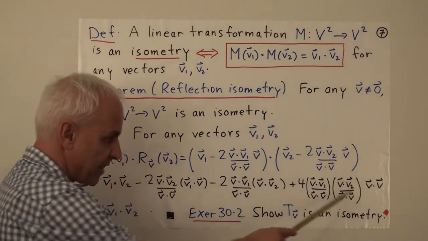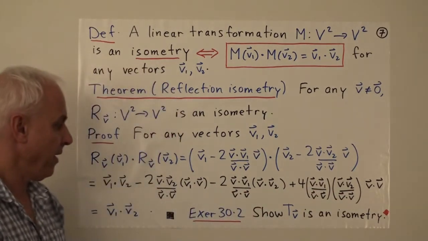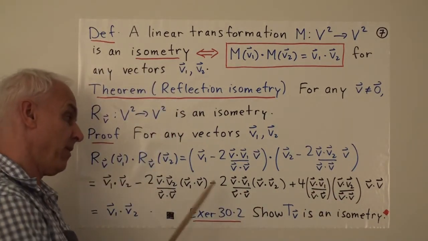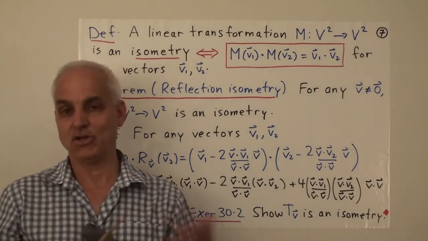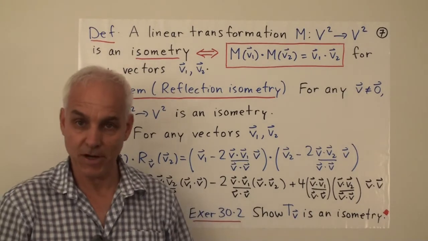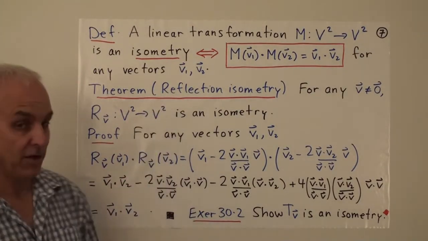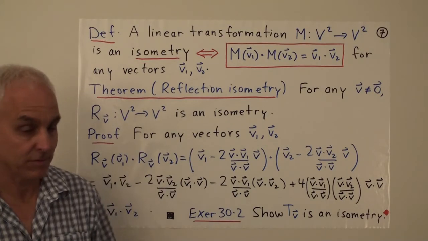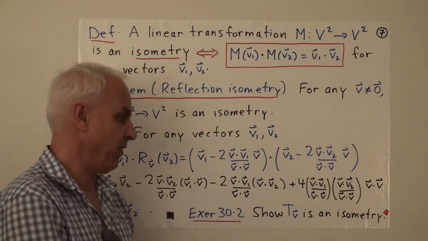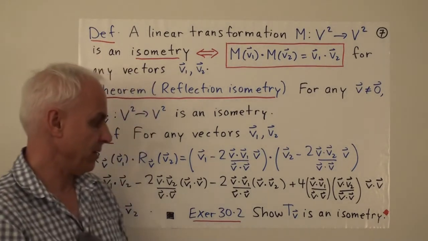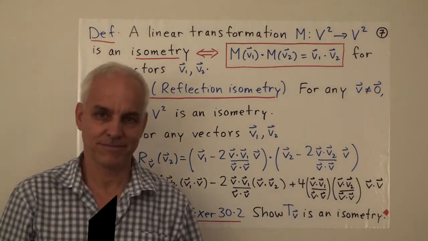So after we've done this little cancellation, these terms here are all the same. And the fact that we have minus 2 of them here, minus 2 of them here, and plus 4 of them means that they total up to 0 very nicely. And we're just left with v1 dot v2, so this thing is an isometry. And as an exercise, you can show that T sub v is also an isometry. It's almost obvious, but just think about that too.